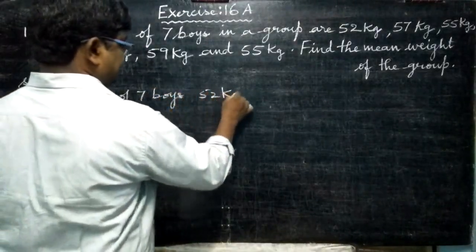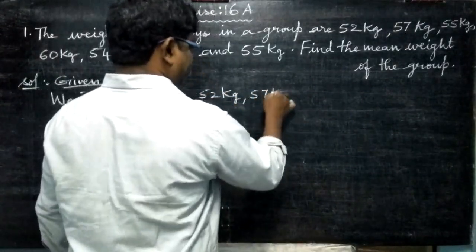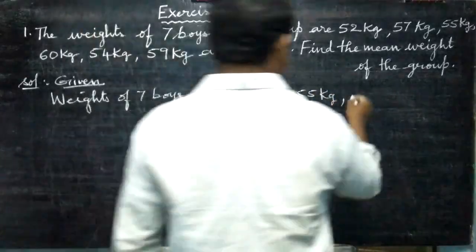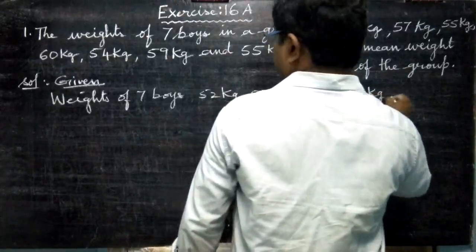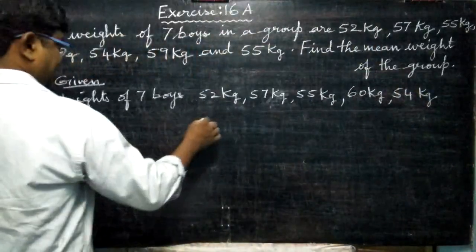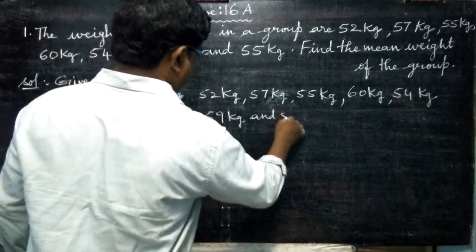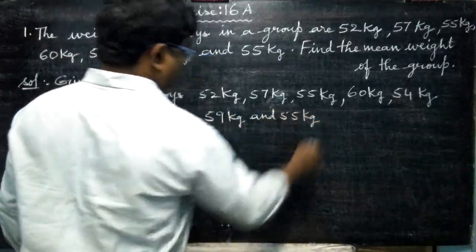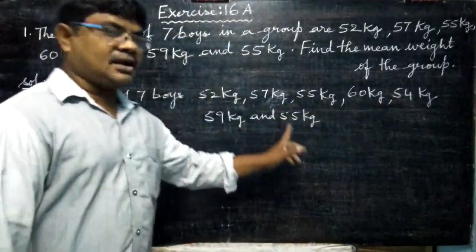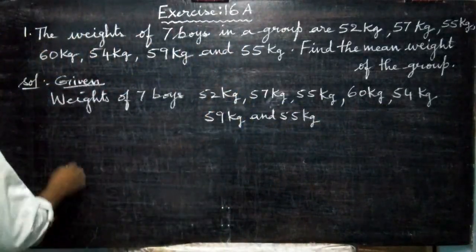52 kgs, 57 kgs, 55 kgs, next 60 kgs, 54 kgs, 59 kgs, and 55 kgs. How many boys? 7. 1, 2, 3, 4, 5, 6, 7. Count. By mistake, if you forget one or miss one, you won't get the answer.